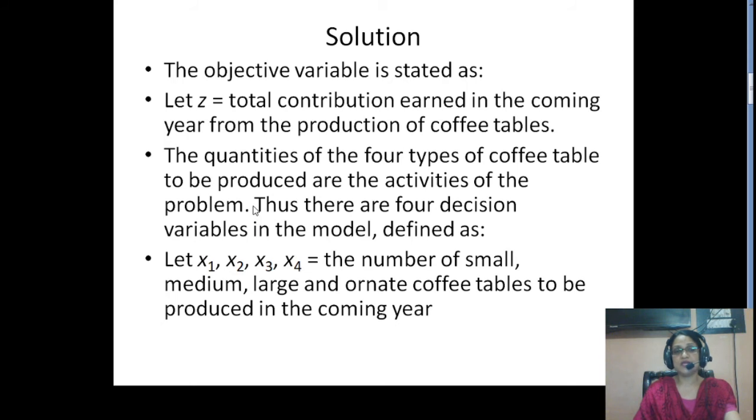So see, here there are four types of activities. In the previous questions, you were having only two types of activities. So that is why it was easy to plot in a graph. But here we have four types of activities. So that is why we are using another method, simplex. So x1, x2, x3, x4 will be the number of small, medium, large and ornate coffee tables to be produced in the coming year respectively. Right? So x1 will be small, x2 will be medium, x3 will be large and x4 will be ornate.